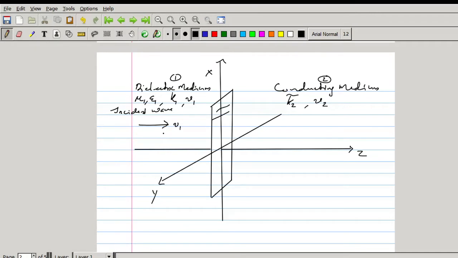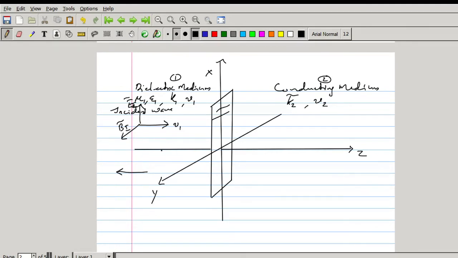So it is traveling along this direction. Let the electric polarization of the incident wave be along the x direction, then its magnetic field will be along the y direction. So this is the direction of the magnetic field of the incident wave. Then some part of the wave is reflected back.